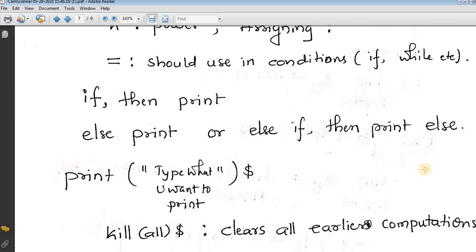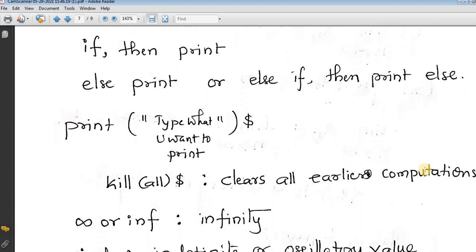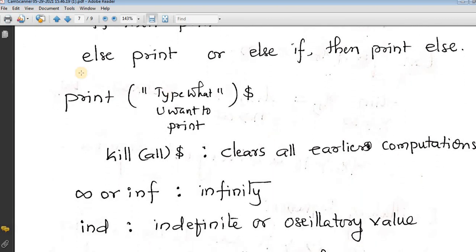Suppose we want to print any result or any command lines, then we have to use the statement print in brackets. Between the inverted commas we write whatever we want to print, and afterwards we have to give the dollar symbol. If we are printing inside an if statement, there we should not give the dollar symbol.